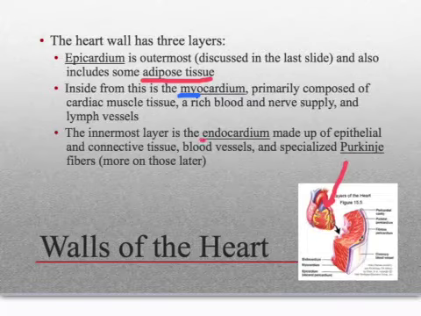Inside of the heart is a layer called endocardium. Endo means inside of, and card still means heart. So inside of the heart, there's a layer made of epithelial and connective tissue, again, some more blood vessels, and a special group of fibers named for the gentleman, I'm assuming he's a gentleman, I don't know that for sure, who discovered them. And those are called Purkinje fibers. We'll talk about them again when we get to the mechanism of heartbeat.